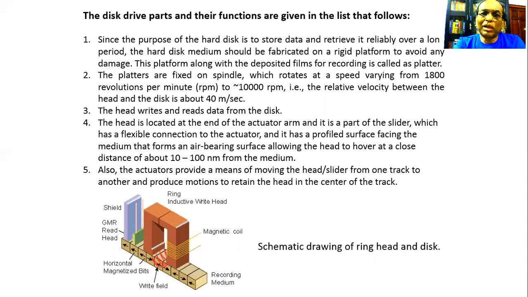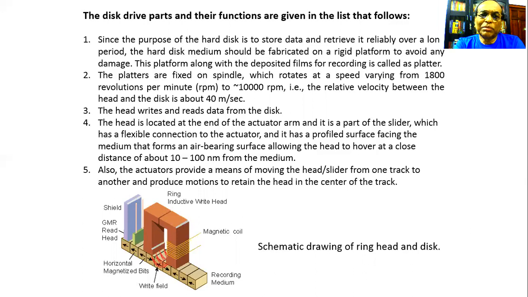Since the purpose of the hard disk is to store data and retrieve it reliably over a long period, the hard disk medium should be fabricated on a rigid platform to avoid any damage. This platform, along with the deposited film for recording, is called the platter. So in the hard drive, we mentioned the platter. Here the detail of the schematic of that is given.